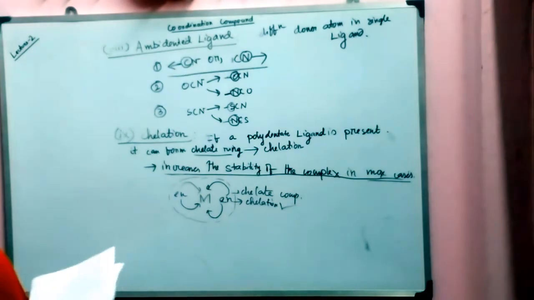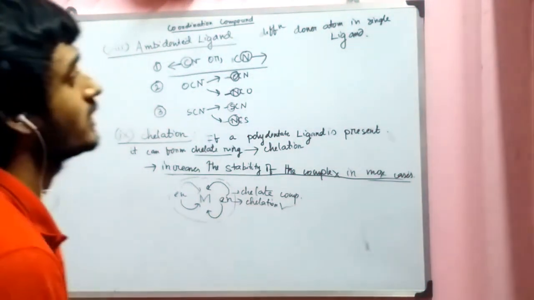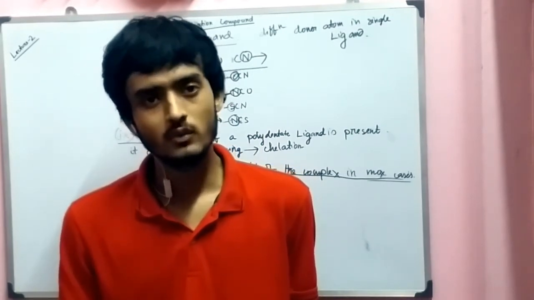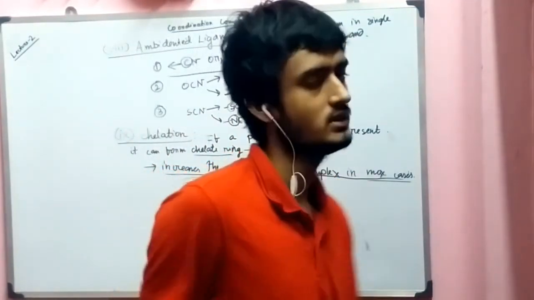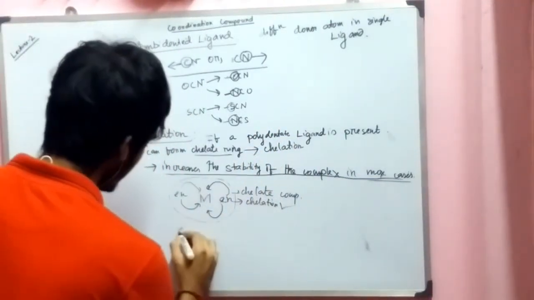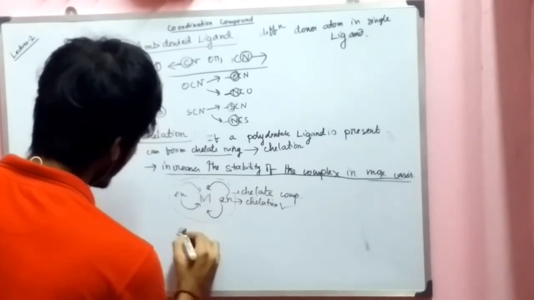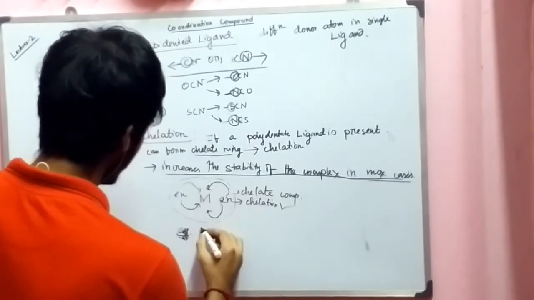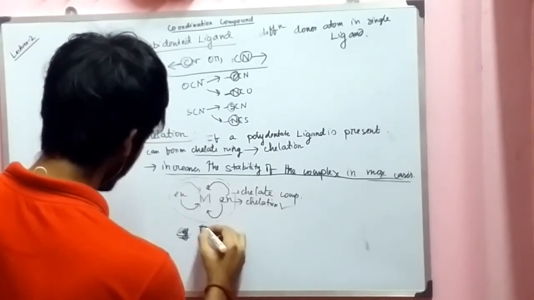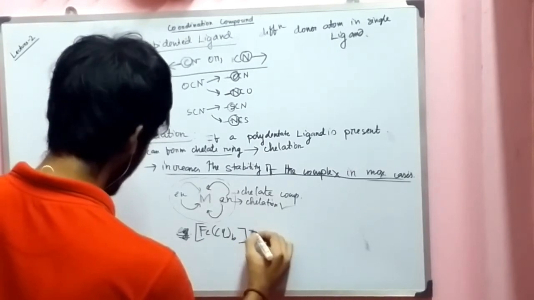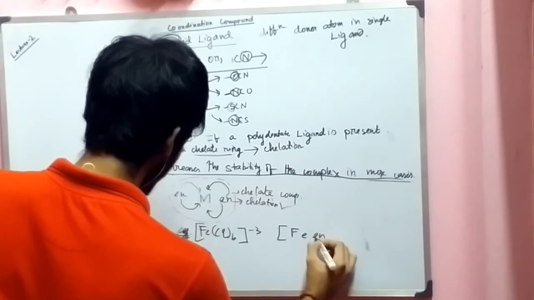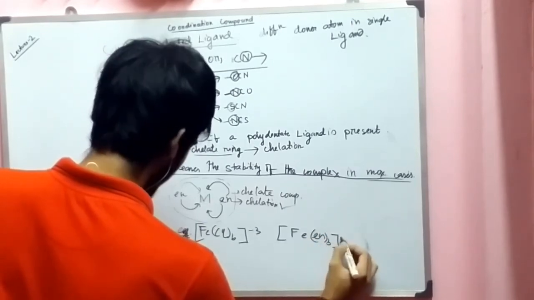Okay, and you must be wondering what the exam point of view of this chelation is. The exam point of view is that, let's say in the examination you are given two types of compounds. Let's say the first is FeCl6 minus 3, and the second is Fe(en)3 plus 3.